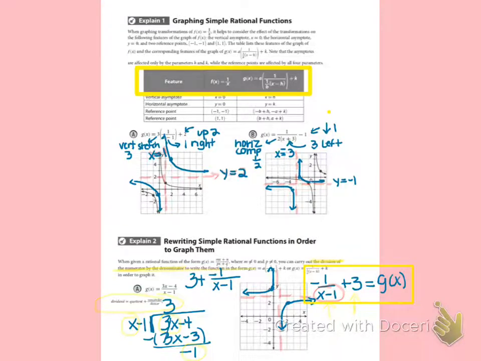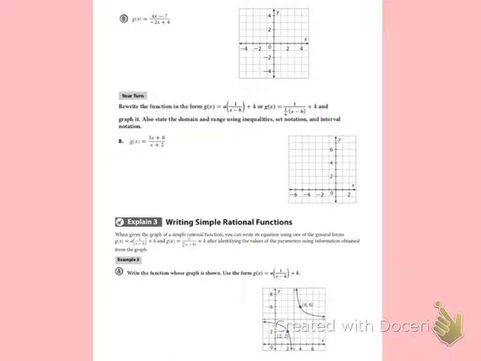Let's go ahead and try another one together, and then we'll leave one for you to try. Okay, so looking at this example, 4x minus 7 over negative 2x plus 4, I really have no idea what the shift is. I don't know if it's slid left or right, up or down, if there's a stretch or compression. So I'm going to go ahead and divide the numerator by the denominator. So I'm going to divide 4x minus 7 by negative 2x plus 4.